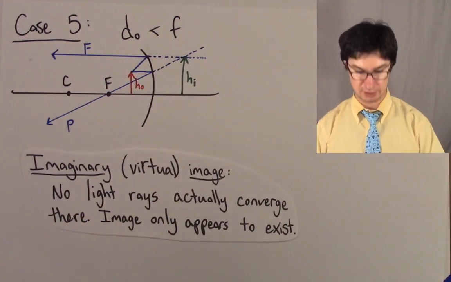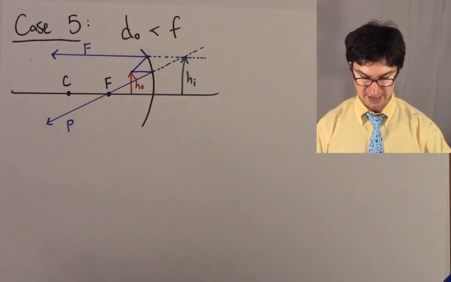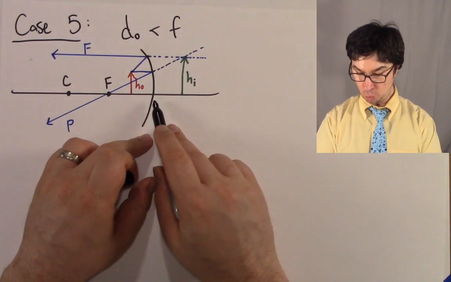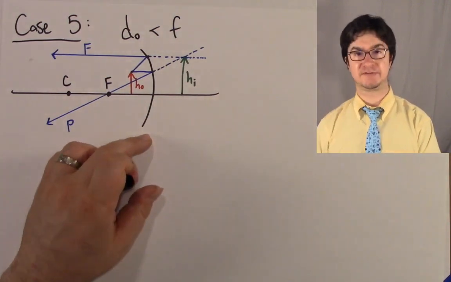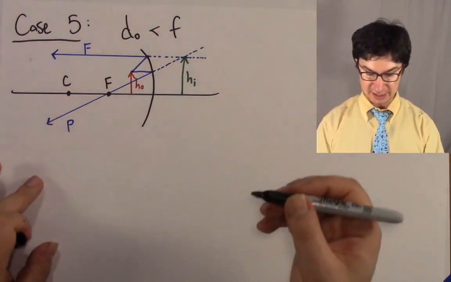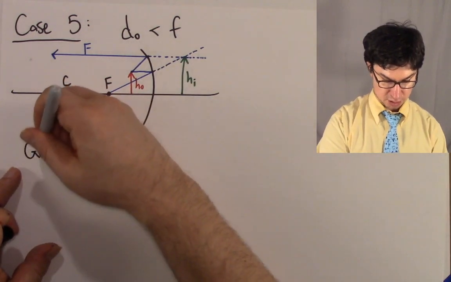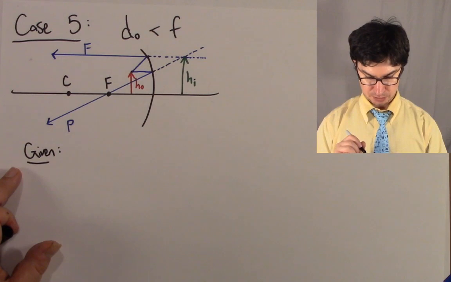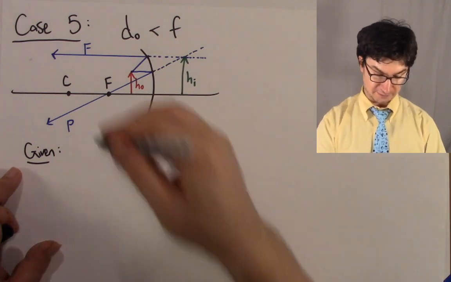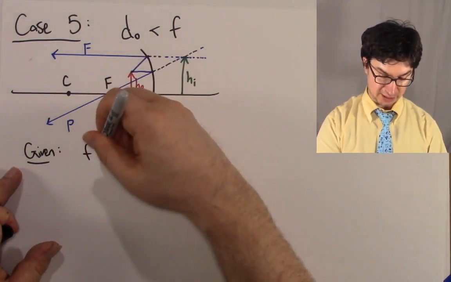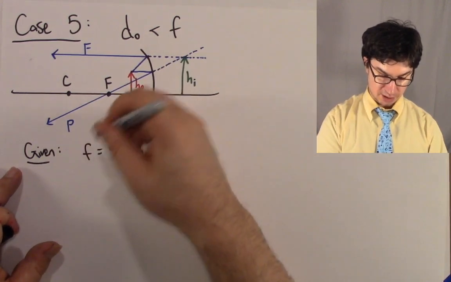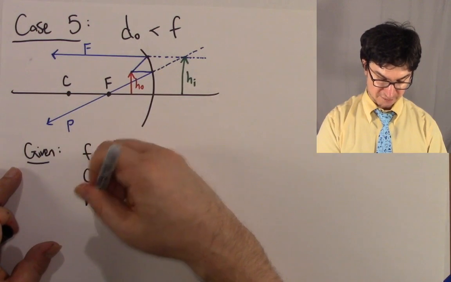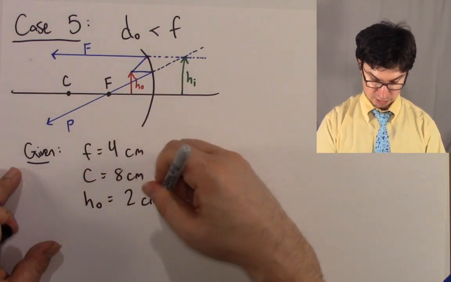All right, very cool. Let's move ahead now and calculate exactly what the height of this new image is, where the image is located, and what the magnification of this image is. So our givens in this case are going to be the exact same givens that we had before. For example, the focal length will still be 4 centimeters. The center of curvature will still be 8 centimeters. The height of the object will still be 2 centimeters.